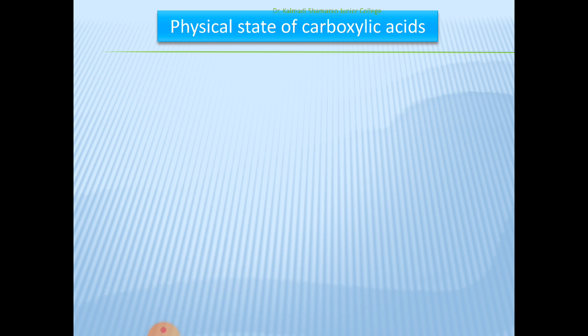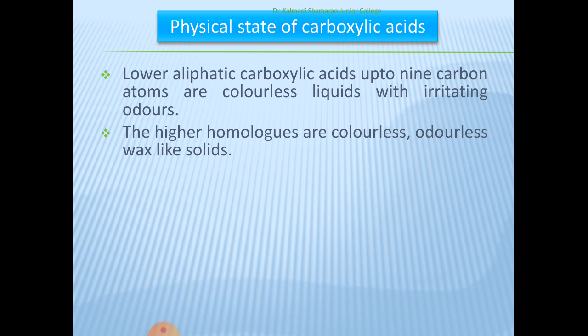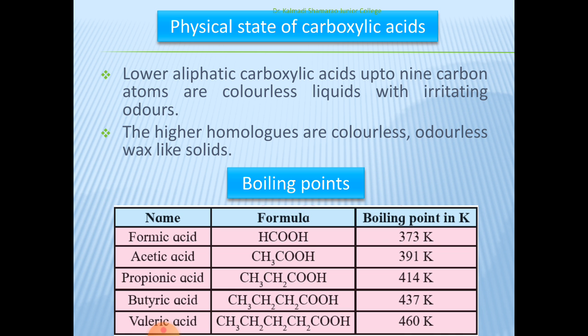Physical state of carboxylic acids. Lower aliphatic carboxylic acids up to 9 carbon atoms are colorless liquids with irritating odor. The higher homologues are colorless, odorless, wax-like solids. Boiling points. Boiling points of carboxylic acids increase with increasing molecular weight because there is an increasing number of carbon atoms.